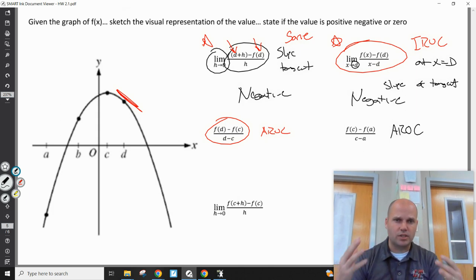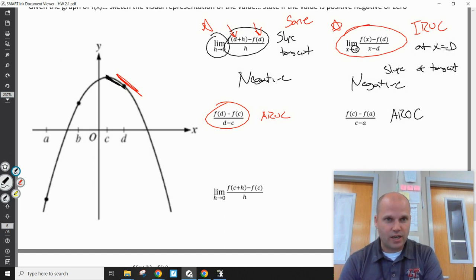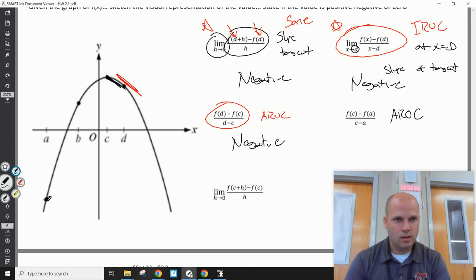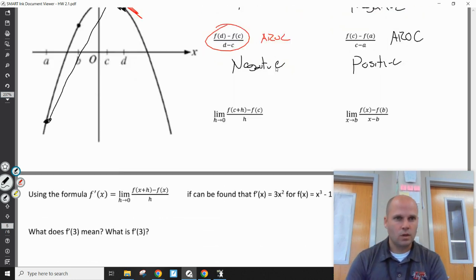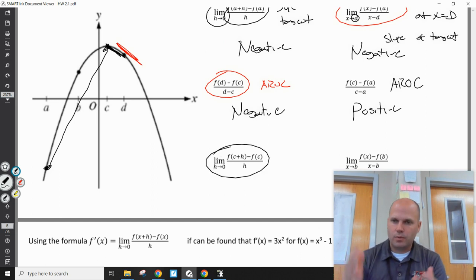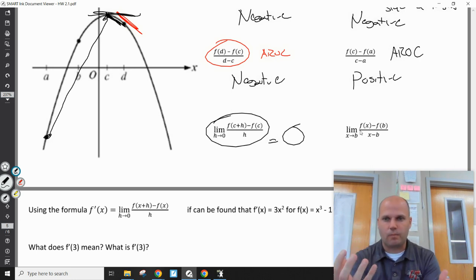Again, this is not super important. It's more conceptually understanding and making sure you can recognize this and see, okay, that means slope of a tangent. This means slope of a secant between C and D. I would say those are also negative. Between C and A, we can see that this slope is positive. This is tangent slope because it marries the limit and the slope formula. This is zero. This is tangent slope because it's a limit and a slope formula. It's tangent slope at B. It's positive. But again, not super important.